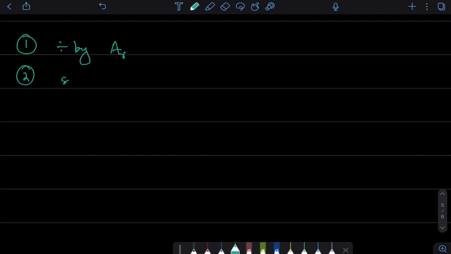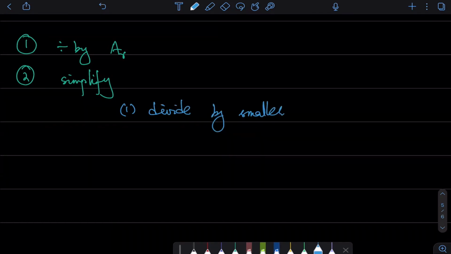And second step, you simplify. Now to simplify we have 2 methods. One is that we divide by the smaller number. And if that doesn't work, then the second method is you multiply by LCM. And why are we doing this? Because we want to simplify it to whole numbers.